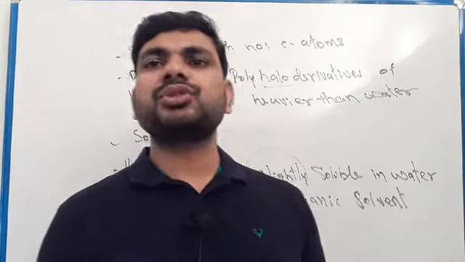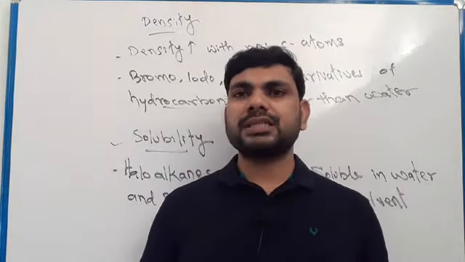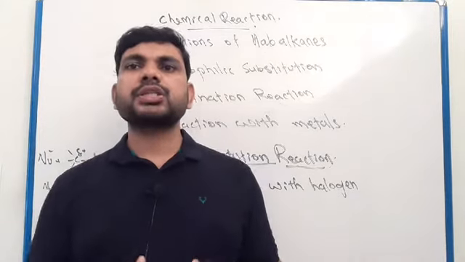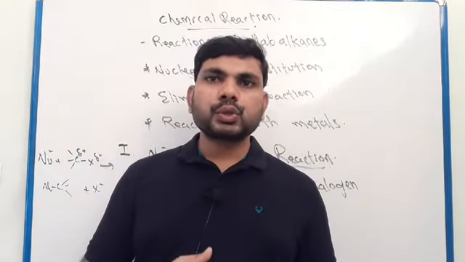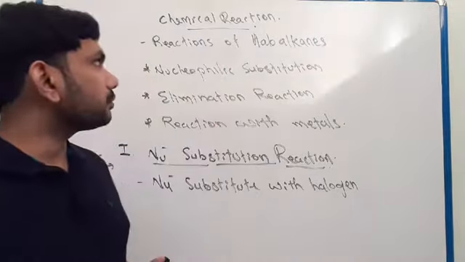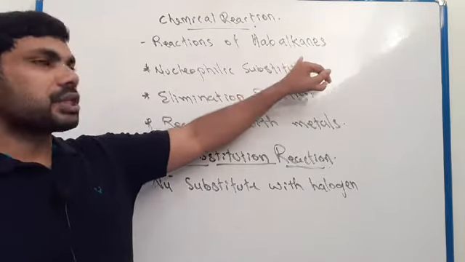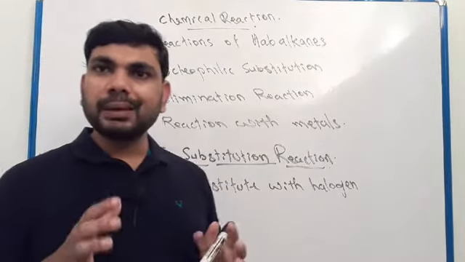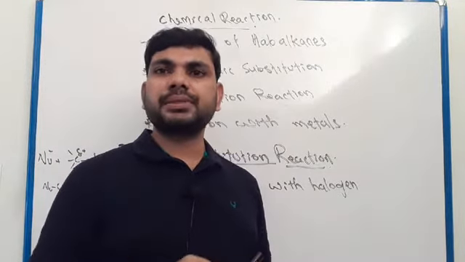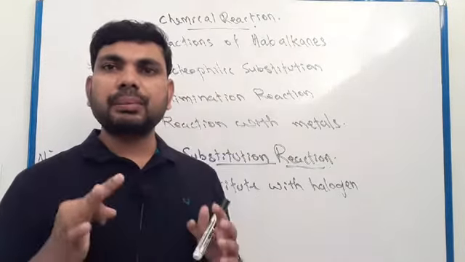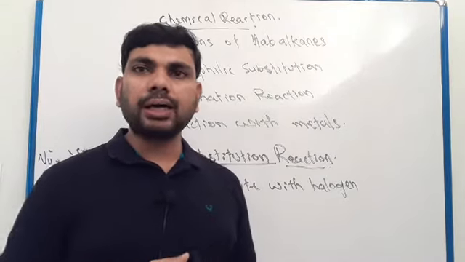Next one, we have to talk about chemical properties. Okay, chemical reactions of haloalkanes and haloarenes. So here first we have to discuss chemical reactions of haloalkanes. Chemical reactions of haloalkanes we can classify into three types. There are three types of chemical reactions in haloalkanes.